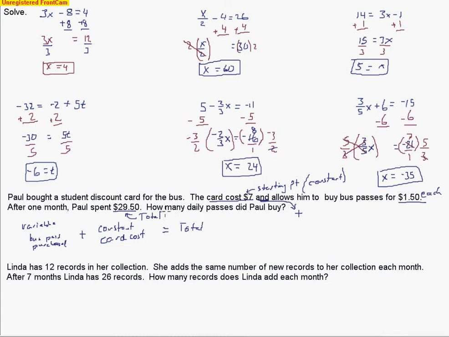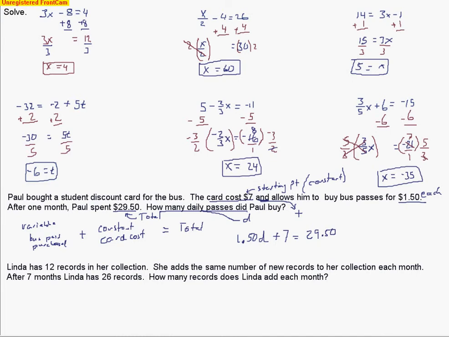So it says, how many bus passes did he buy? Well, let's call it, how about daily passes? We'll call it D. That's our variable there. So we know that they cost $1.50 each, times the number of passes we purchased, and then we're going to add on the card cost, $7, and it equals $29.50. That's what we spent. So now we're ready to solve.